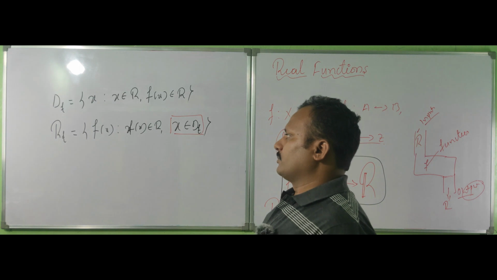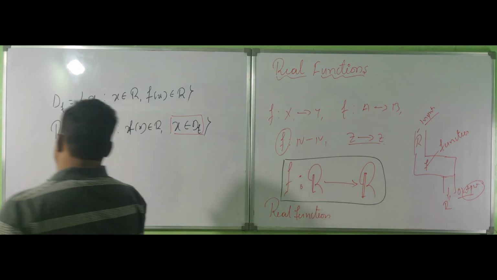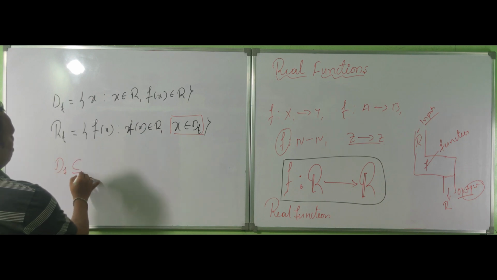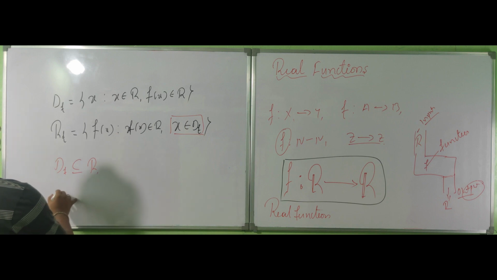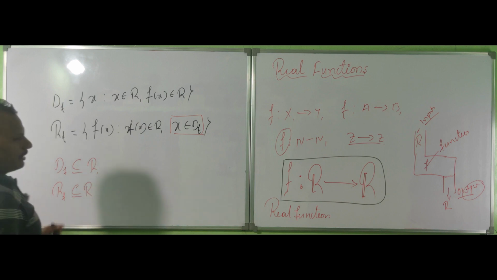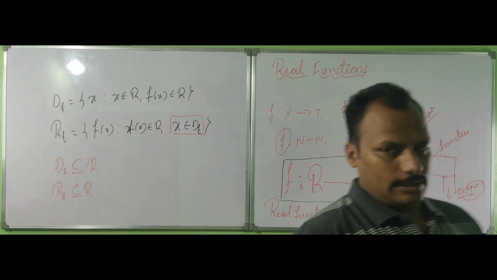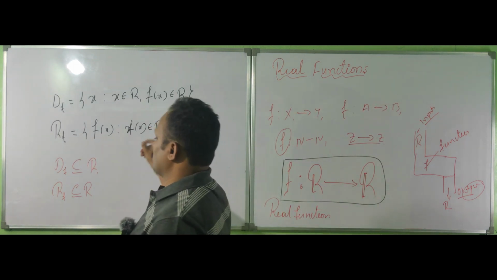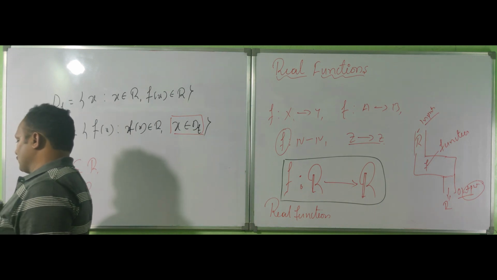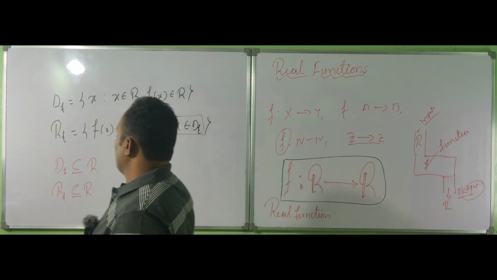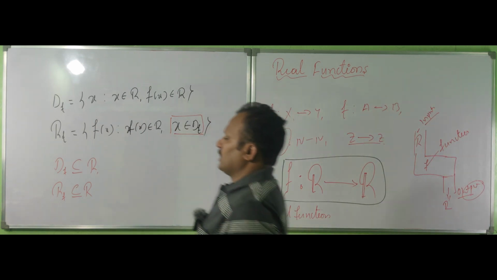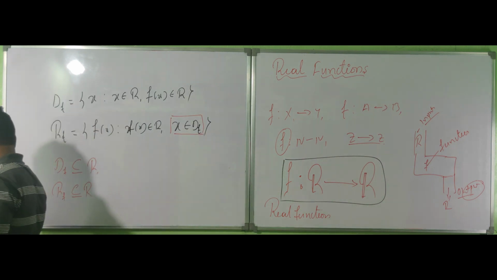So both the domain of f and the range of f are subsets of R. The range is the set of f of x such that f of x belongs to R and x belongs to the domain of f. This is the definition.